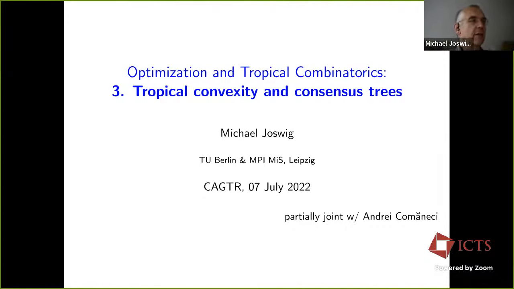And indeed, the third topic will be about tropical convexity on consensus trees. On Tuesday, we had a discussion about tropical linear programming, and there you already saw tropical polyhedra. These are tropically convex sets. Now we would like to study this in more detail from a combinatorial point of view. There are many reasons to do that, and one of these reasons is recent joint work with my PhD student, Andrei Komanec, where we discuss a specific problem arising in phylogenetics.